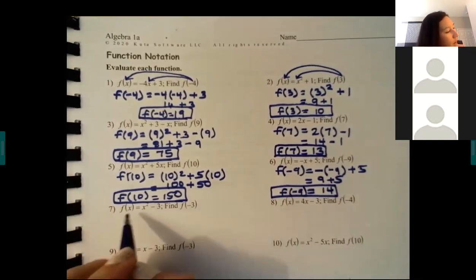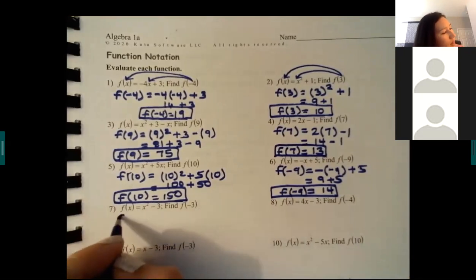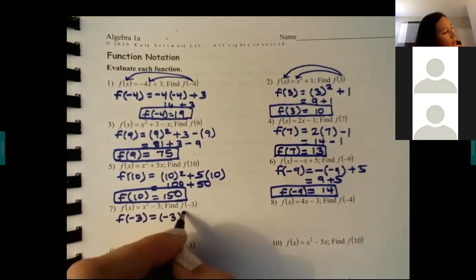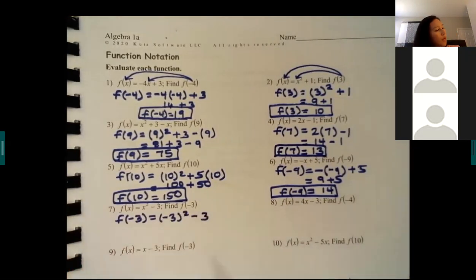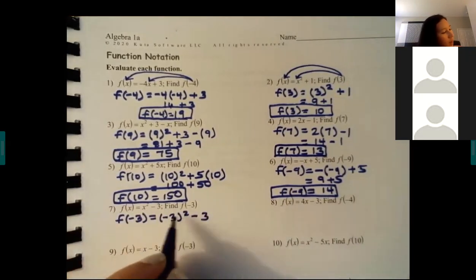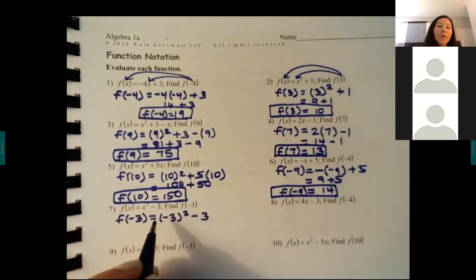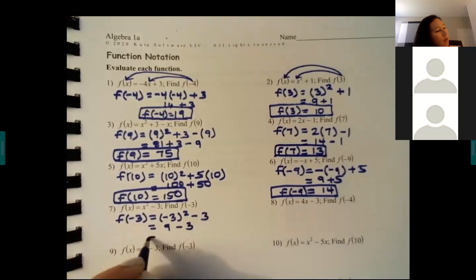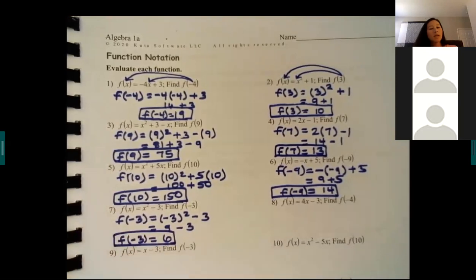Number 7, we have f of -3. So that equals -3 squared minus 3. -3 squared, that's -3 times -3, which is +9. 9 minus 3 is 6. So f of -3 equals 6.